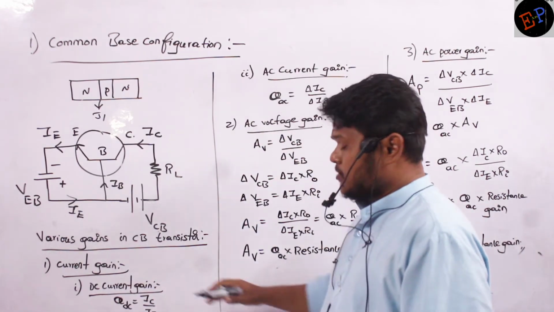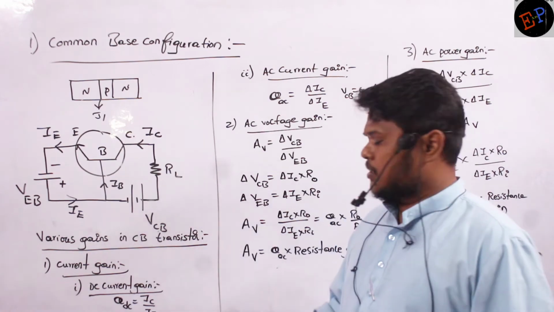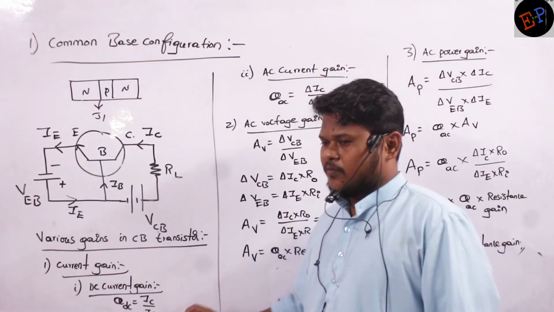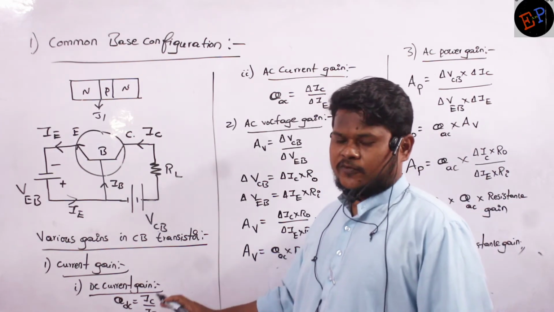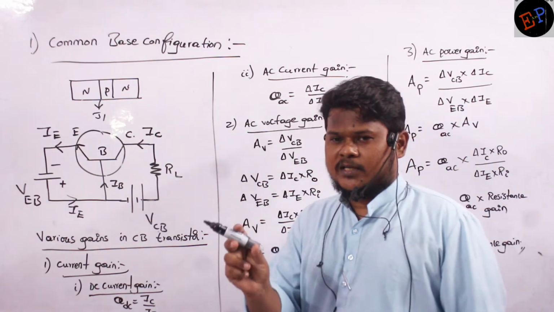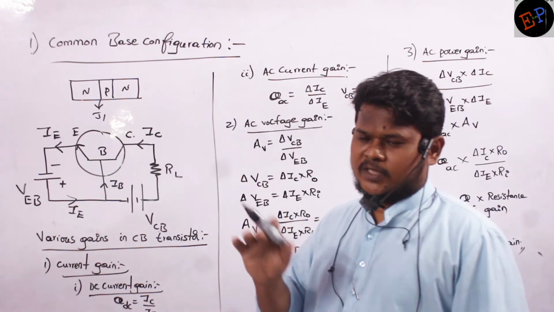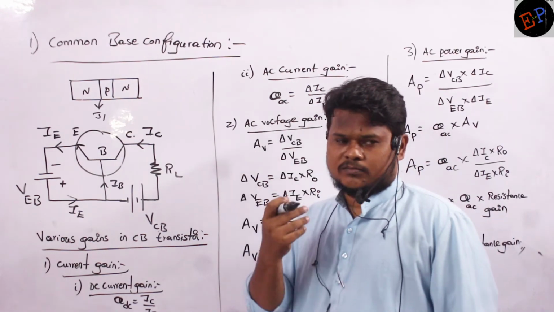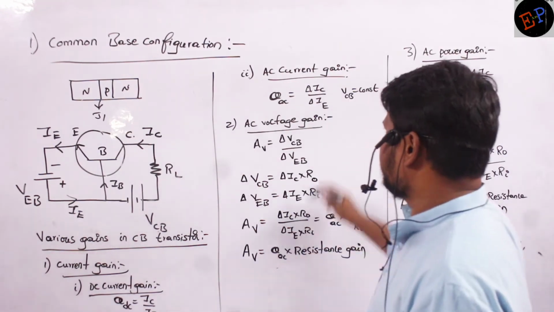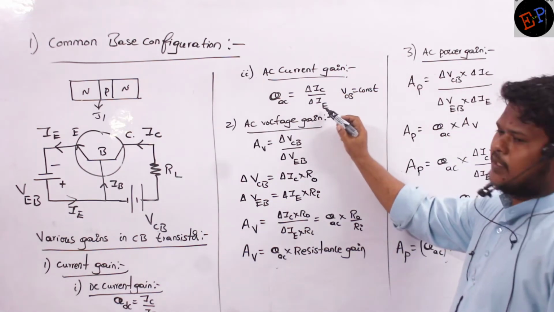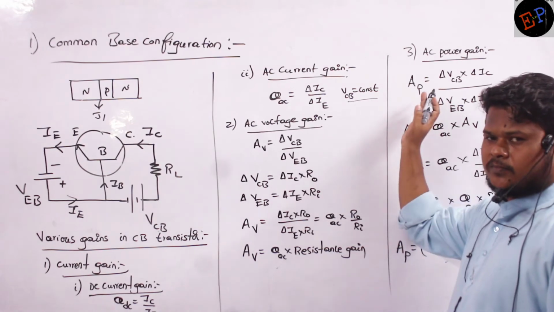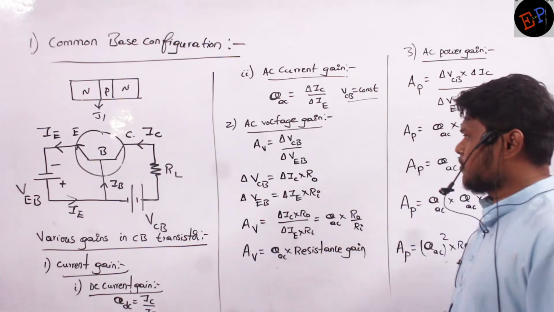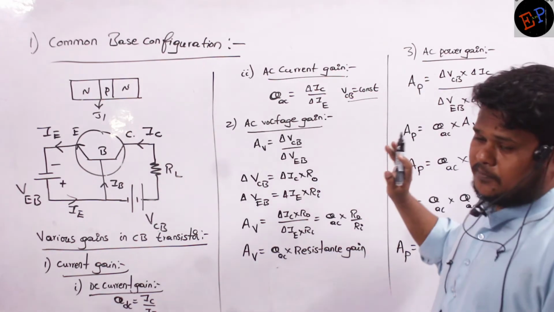AC current gain means a change in these values. These are absolute values. When you take a change in those values, that is, what is the change in IC for a change in IE? If IE changes, IC changes accordingly. That is called AC current gain. So delta IC divided by delta IE, and this is always a constant. VCB should be kept constant. Output potential should be kept constant. Clear now?